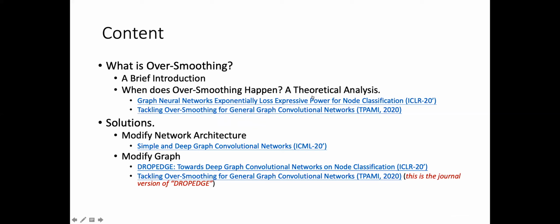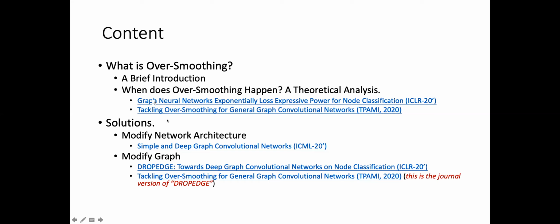This part's main focus is the following two papers. One is "Graph Neural Networks Exponentially Lose Expressive Power for Node Classification", published in ICLR 2020. The second is "Tackling Over-Smoothing for General Graph Convolutional Networks", published in the TPAMI journal this year. The second part of today's topic would be the solutions to the oversmoothing problem.